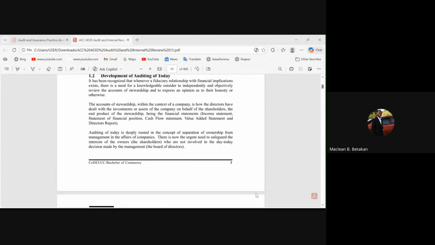Then statement of changes in equity. And the last one? The last one is what? Notes to the account, or disclosures. So whenever you hear financial statements, these five should come to mind.